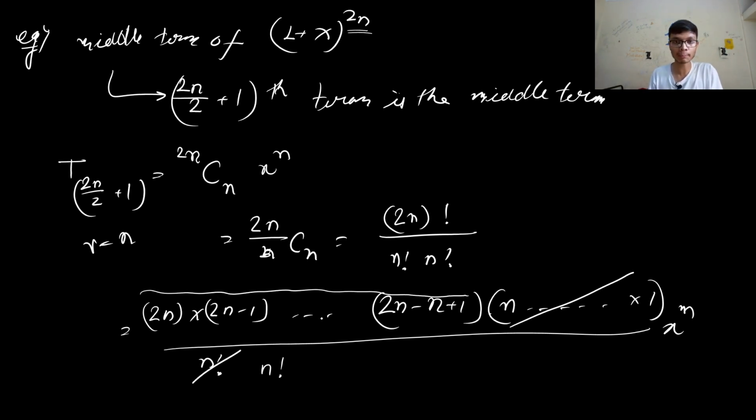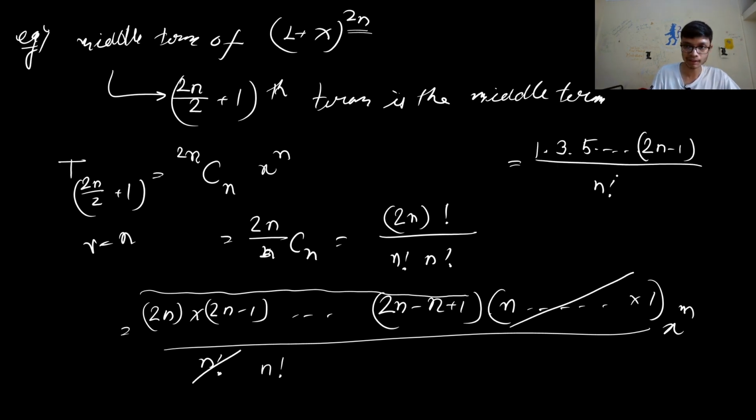So from the even number of terms, we will take 2 common, and if we take 2 common from all the terms, I will be left with some relation which will look similar to this. If I take 2 common from all this relation and then take out n factorial, we will be left with 1 into 3 into 5 into dot dot dot up to 2n minus 1, whole divided by n factorial into 2 to the power n into x to the power n. I hope this expansion can be solved by simplification from this relation.